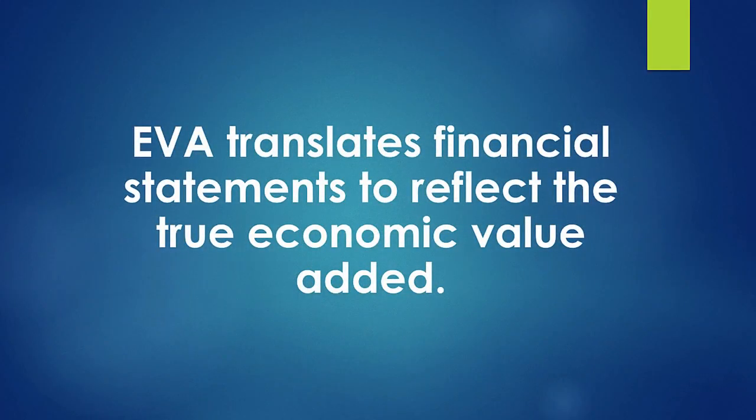So EVA is a way to translate your financial statements to really understand the core business activities and how you generate value. And so what we're going to do is take your balance sheet, take your income statement, and tear them apart. We're going to tear them apart and then mash them back together in this metric we call EVA.